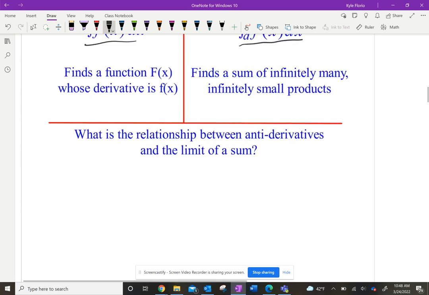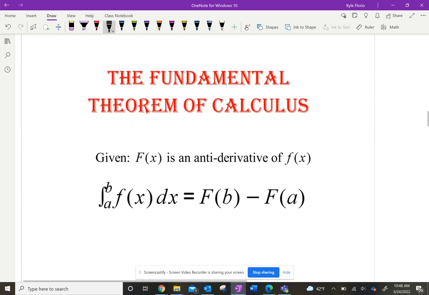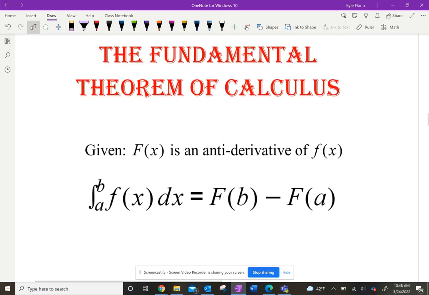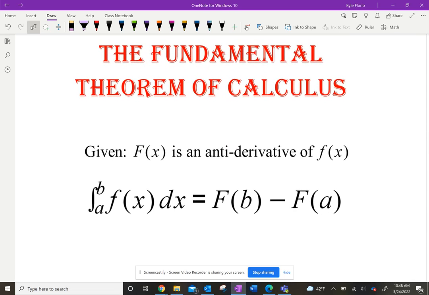And at the bottom of the page that you read, it turns out that given capital F of x is the antiderivative of little f of x, then if you want to find the definite integral from a to b of a function, and this is also area under the curve, you can just find the antiderivative, capital F, plug in b, plug in a, and subtract them. So this will give us area under a curve.